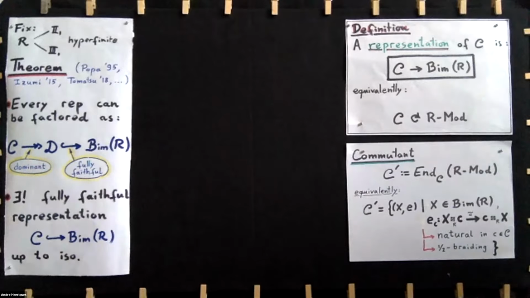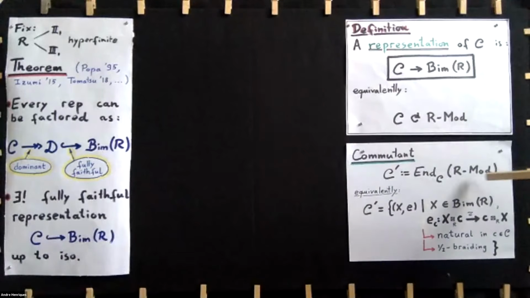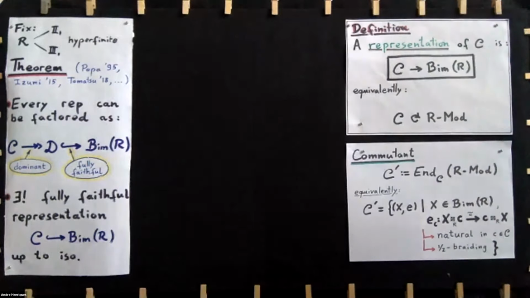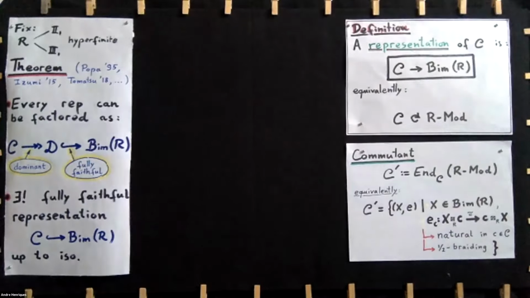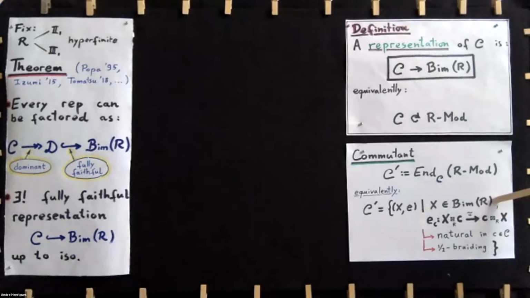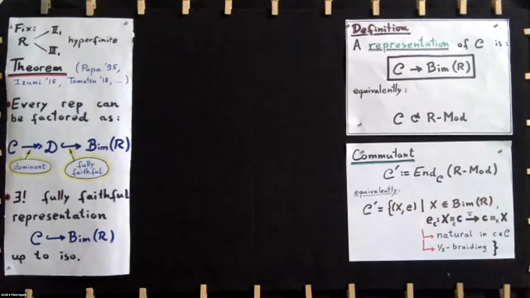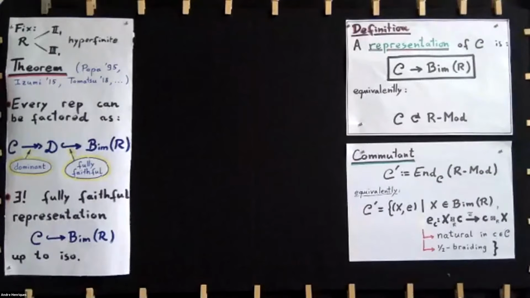So suppose I have such a representation, then the easy definition is to say it's just the endomorphisms of that representation, C-linear endomorphisms. But of course, we're working at the categorical level, and once you unpack things, they become a bit more bulky. And here I've unpacked it for you, just so that you see what it is. So an element of the commutant is an element of the ambient, Bim R, together with a half braiding, essentially something that exhibits X as commuting with everything coming from C.